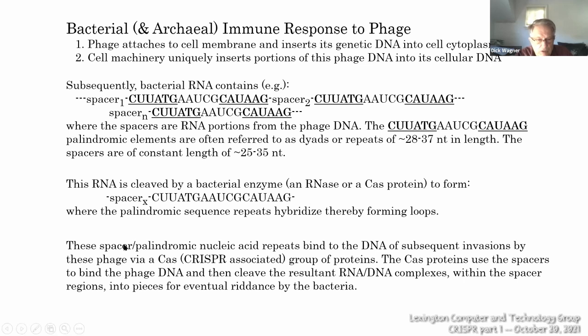And what happens is that these repeats bind to DNA of subsequent invasions of the phage via this Cas, and Cas comes from CRISPR associated. That's what Cas means. See, another acronym, group of proteins. Okay, these Cas proteins use the spacers to bind to the DNA because the spacer came from the DNA to begin with. So it's going to bind to the DNA. And the Cas proteins have DNases in them, and they will cleave these RNA-DNA complexes, okay? And they cleave it within that spacer region.